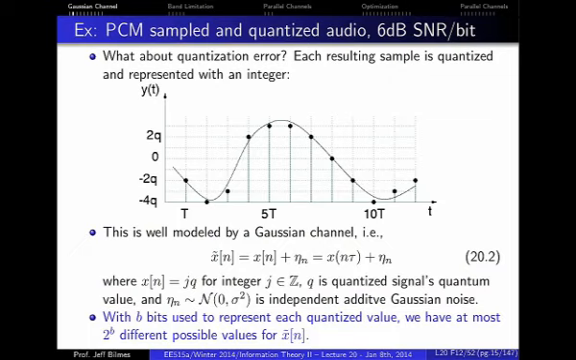Now, when you're using B bits, so B might be 16 in compact disc quality audio, when you're using B bits, then you have 2 to the B different possible values you can represent.